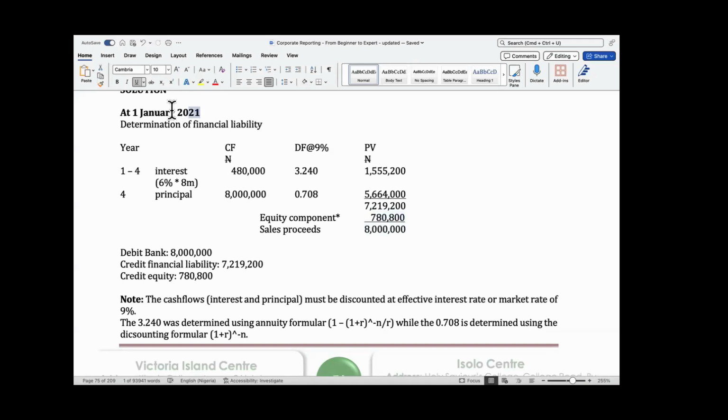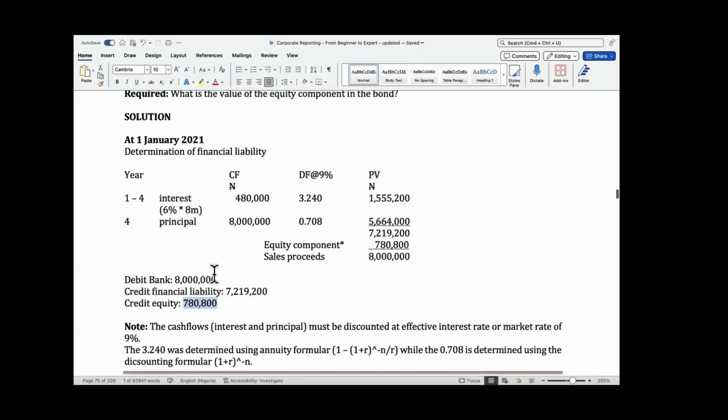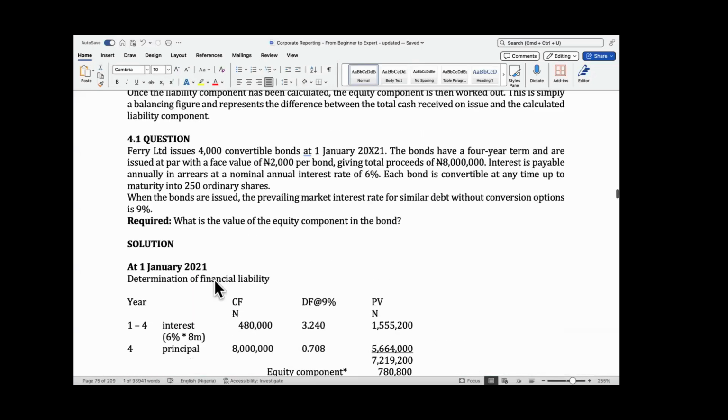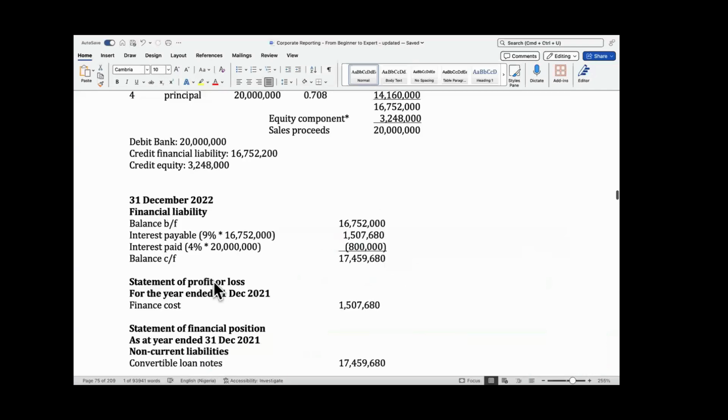So at this date, the date we borrowed the money, the way we are going to enter the 8 million in our books is: we debit bank 8 million, we credit the financial liability with the amount we got up here, and credit equity with 788. That is all for this question. Let's look at another question.